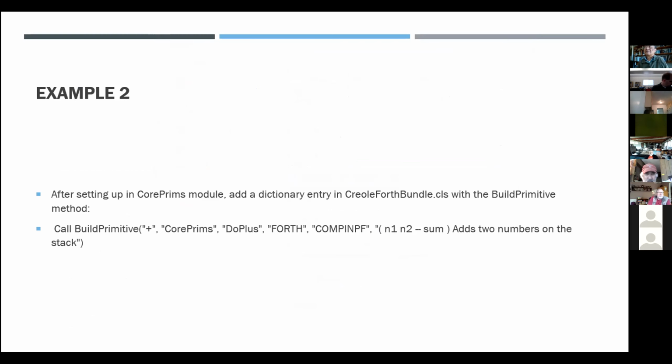All right. After setting up in the CorePrim module, you add a dictionary entry in CreoleForthBundle.cls with the build primitive method. So this is the VB code. That's the name, that's the class it's defined from, and this is the primitive method name. And this is the vocabulary name, and this is its compilation action. And this is a stack comment that shows what's in the help definition.